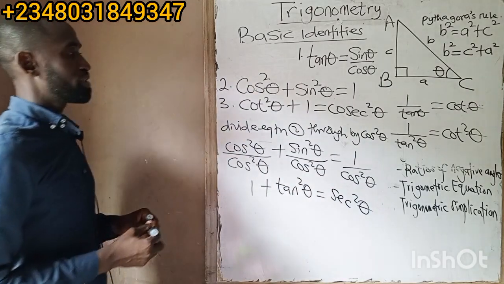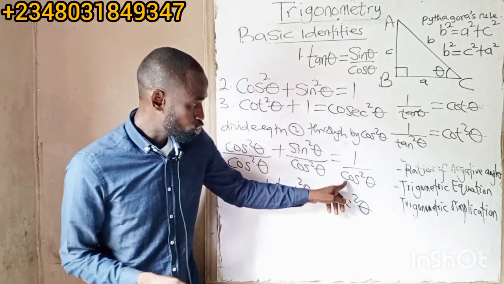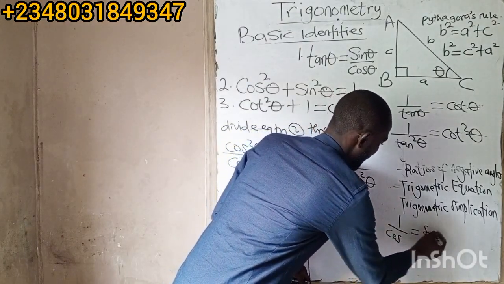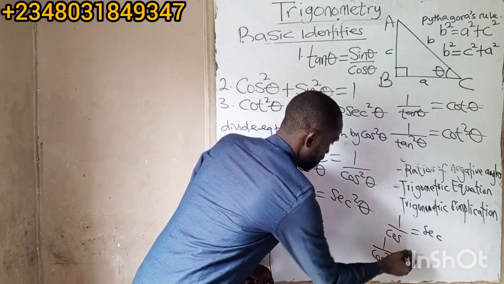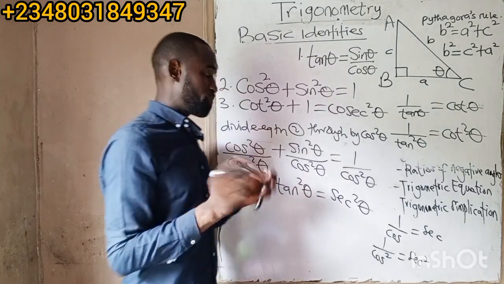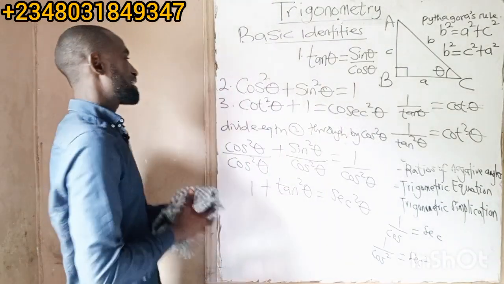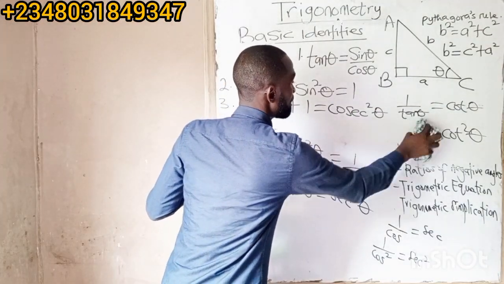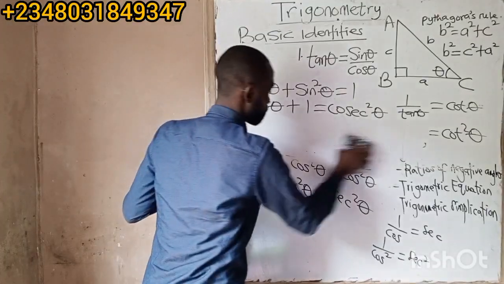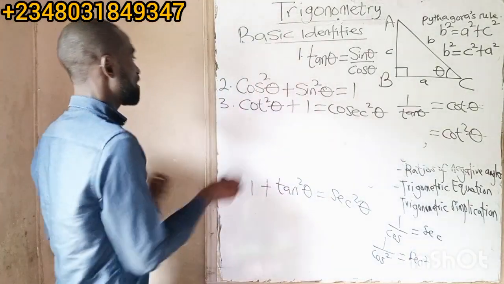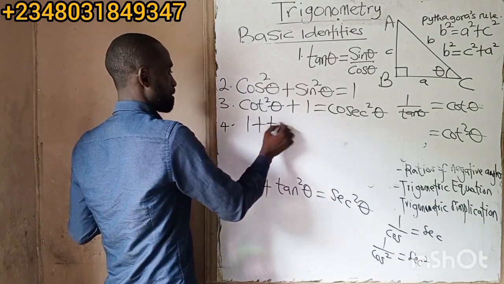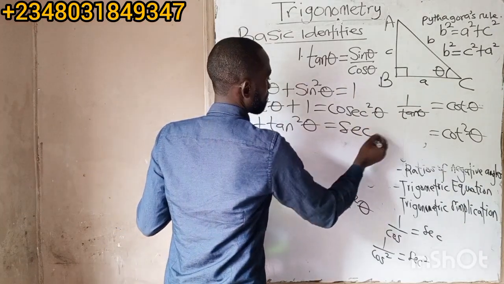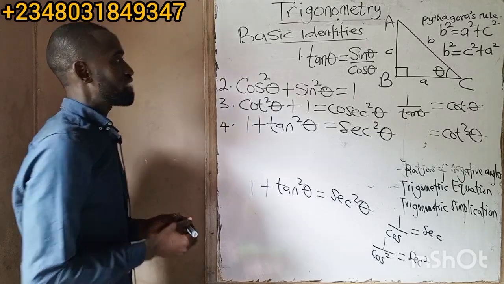So that is the fourth basic identity. I hope you understood what I did here. 1 over cos is sec. 1 over cos square will be sec square. As simple as that. So let us write the fourth basic identity and use them to solve questions before we go to complementary angles. The fourth basic identity is: 1 plus tan square theta equals sec square theta.